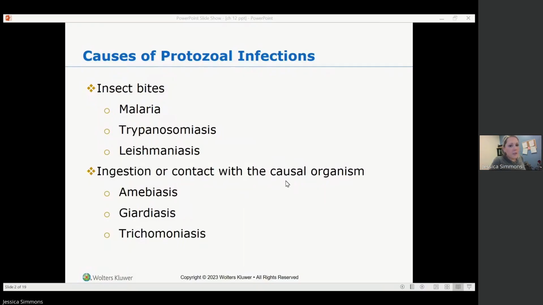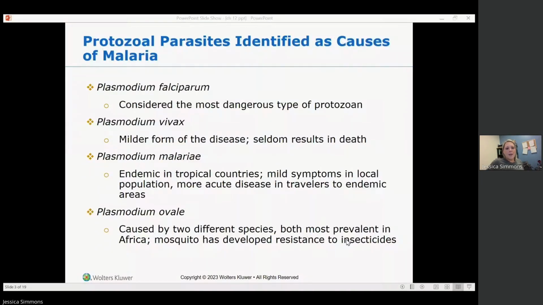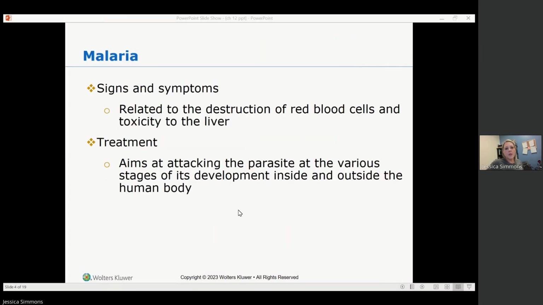Causes of protozoal infections include insect bites, most commonly malaria, and then ingestion or contact with the causal organism, which could be amoebas, giardias, and trichomonas. I am not going to get deep into identifying the cause of malaria. I don't think that's important for you to know. If you want to look at it on your own, you absolutely can. Signs and symptoms of malaria are related to the destruction of red blood cells and toxicity to the liver. And then the treatment aims at attacking the parasite at the various stages of its development inside and outside of the human body.